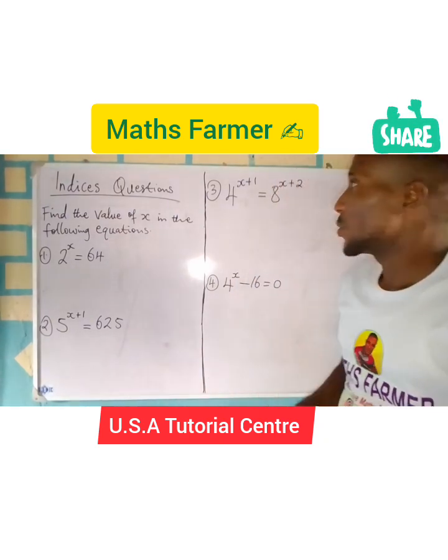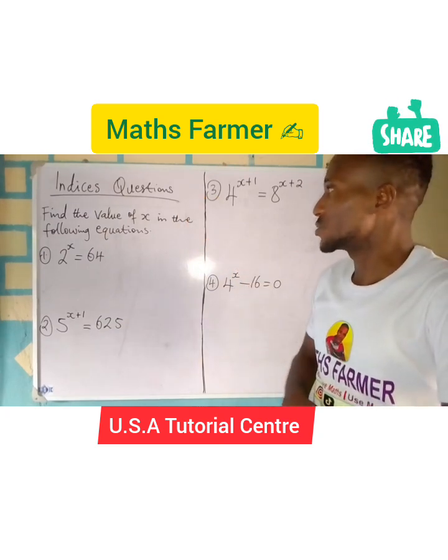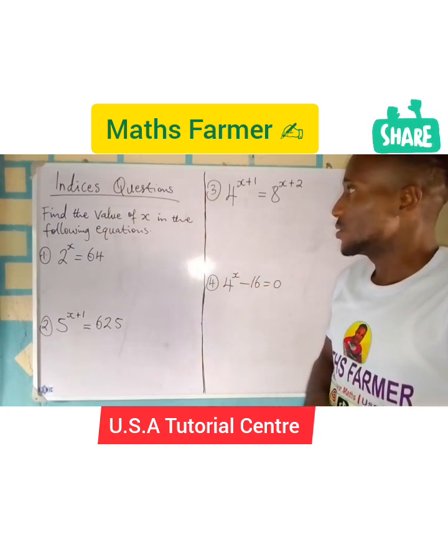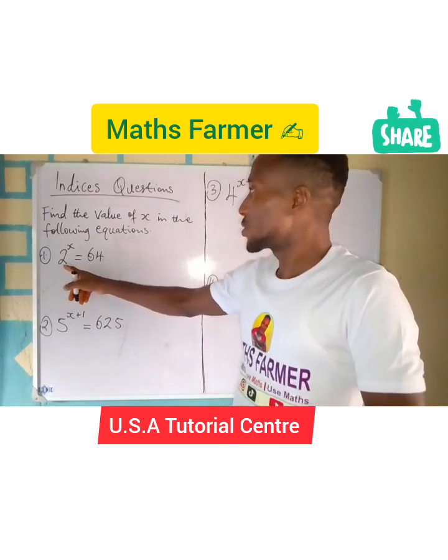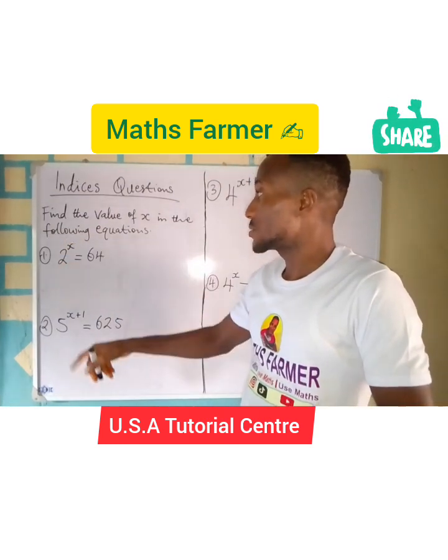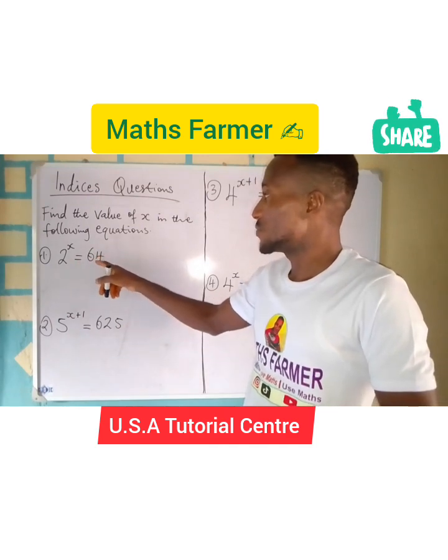In this video, we shall solve these indices questions before us. The first question said 2 raised to power x is equals to 64.